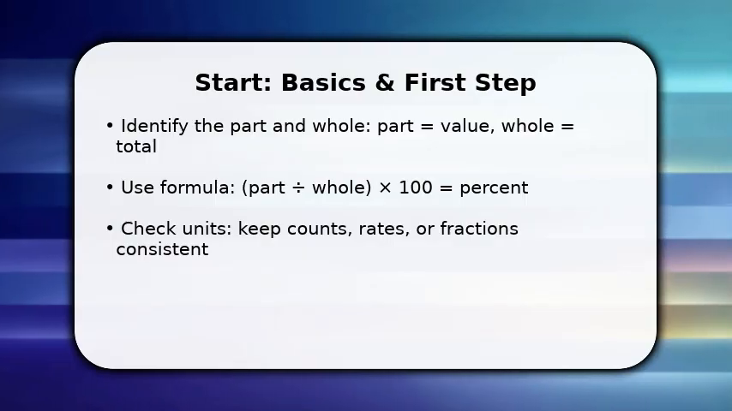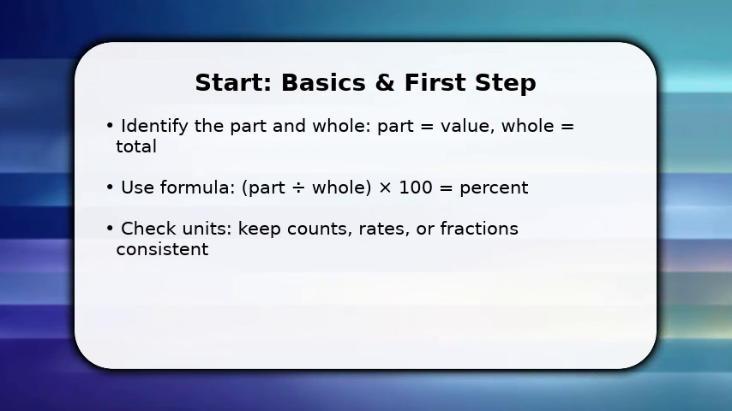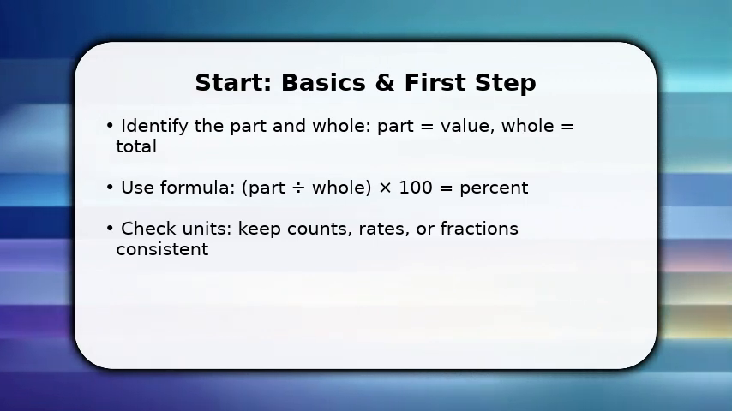You begin by naming the part and the whole. That distinction determines the math. Once done, divide the part by the whole to get a decimal, then multiply by 100 to convert to percent. For example, 5 divided by 20 equals 0.25, then 0.25 times 100 equals 25%.